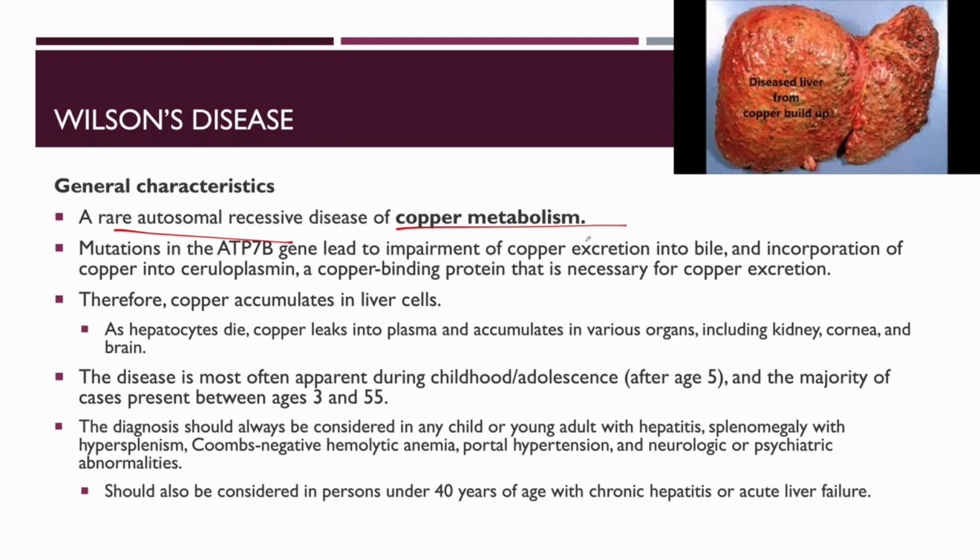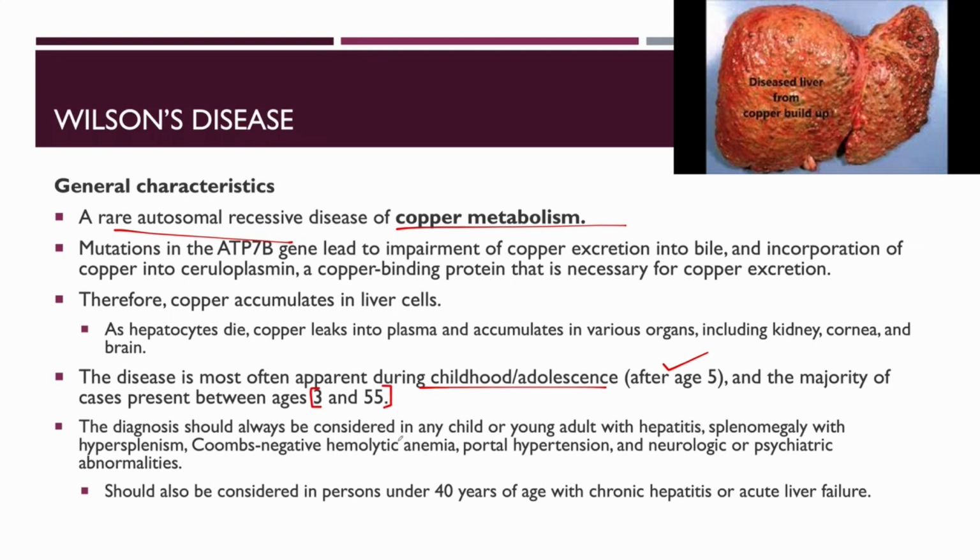Usually we have copper that's excreted into bile, but in this case, the copper accumulates in the liver. Because of this, it causes free radical formation and it causes hepatocytes to die. Over time, that can lead to liver cirrhosis and copper buildup. Most often, these patients appear in childhood and adolescence, after the age of 5, although cases tend to happen anywhere between ages 3 and 55.